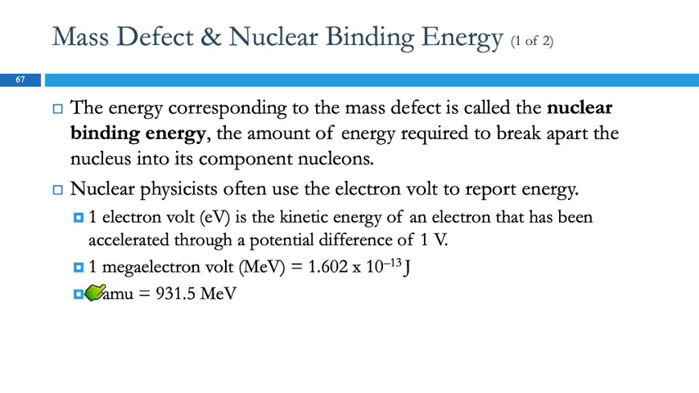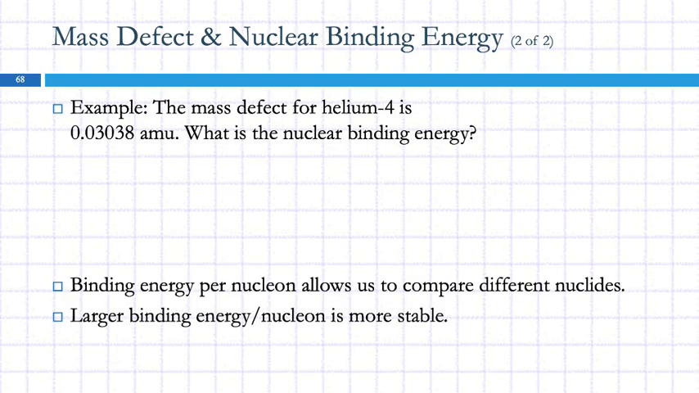Now we know, so you can use them. So this is a very useful conversion factor between mass defect in atomic mass units and energy in mega electron volts. You don't need to memorize that, though. It'll be given if you need it. Okay, so the mass defect for helium-4 is 0.03038 atomic mass units. What's the nuclear binding energy?